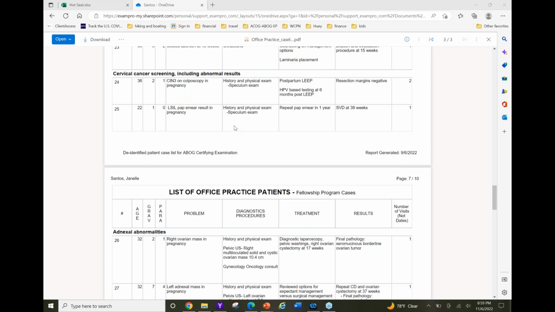Okay, and based upon the fact that her margins were negative, you recommended the HPV testing 6 months post-LEEP, and if that testing comes back negative, then what would you recommend? So after treatment for CIN3, the recommended surveillance is cytology with co-testing at 6 months, and then 1 year for 3 years. And if those are all negative, then she can resume routine screening.